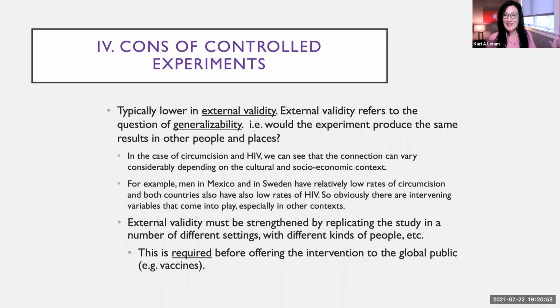However, in order for the intervention, whatever it is, to be offered globally, then obviously you need to have a much more scaled up set of experiments that can take into account all these different kinds of variations. And this is indeed what's required before offering intervention to the global public, such as vaccines.